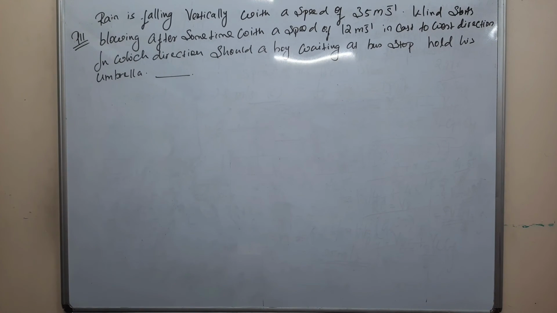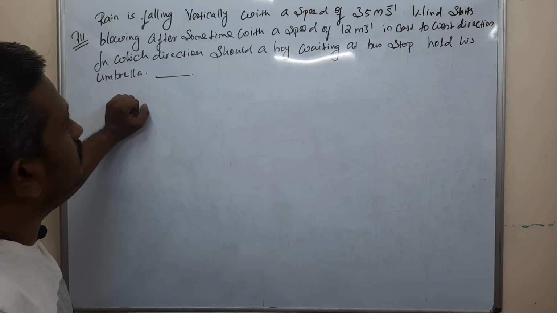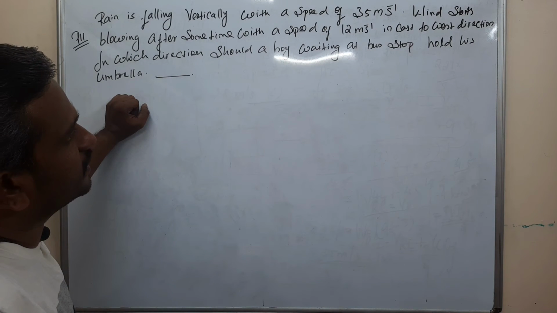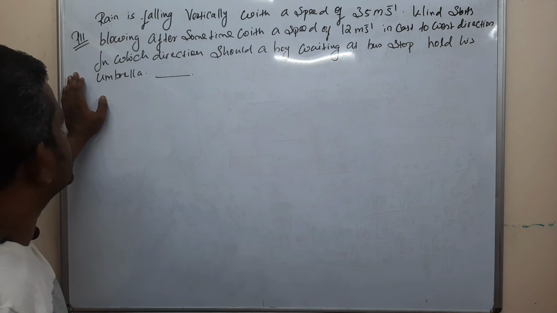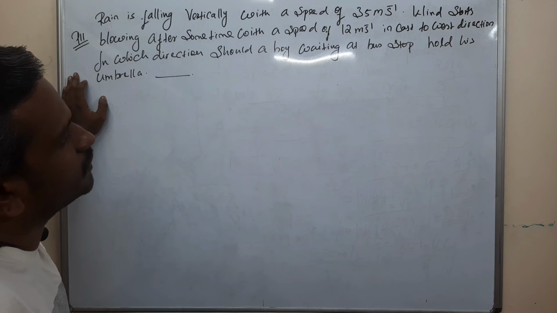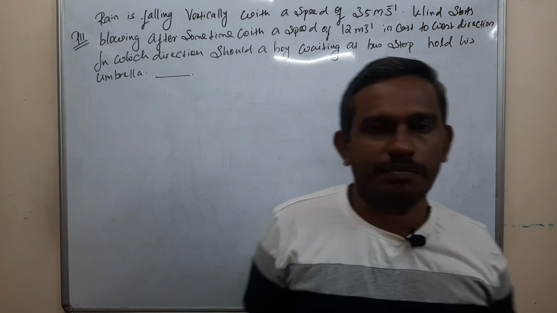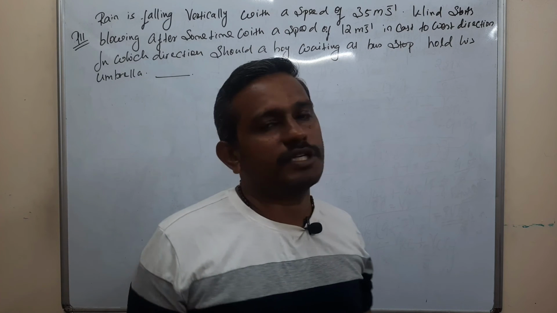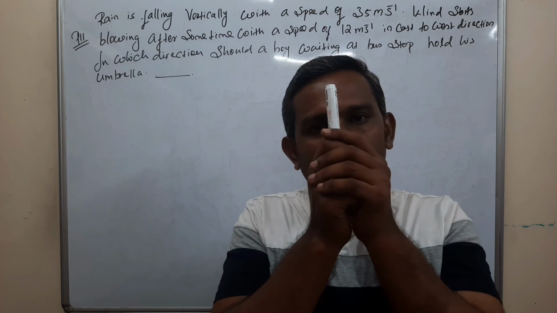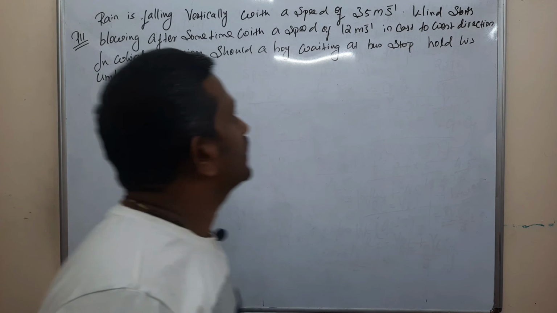So the 11th question. Rain is falling vertically with a speed of 35 meter per second. Wind starts blowing after some time with a speed of 12 meter per second in east to west direction. In which direction should a boy waiting at a bus stop hold his umbrella? So a boy is standing at the bus stop. The rain is falling vertically, so the boy has to hold the umbrella like this in order to save himself from the rain.